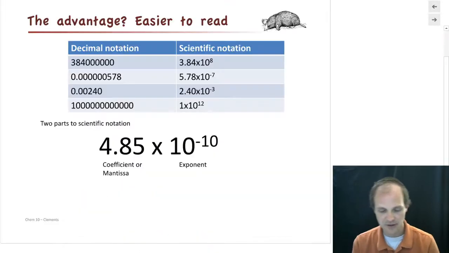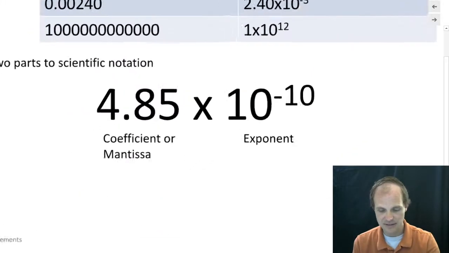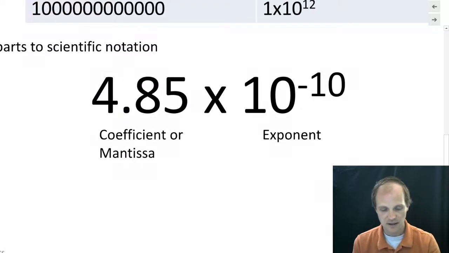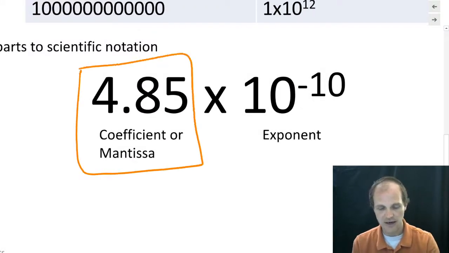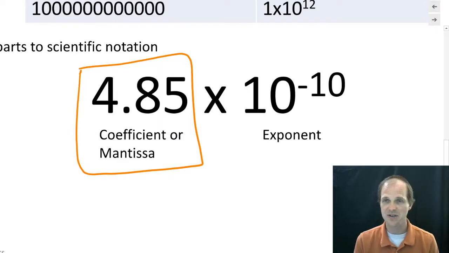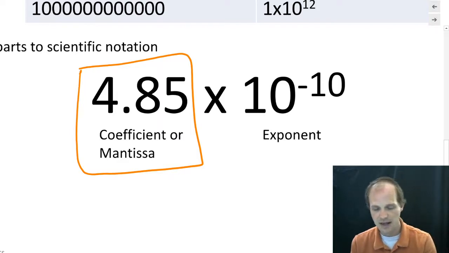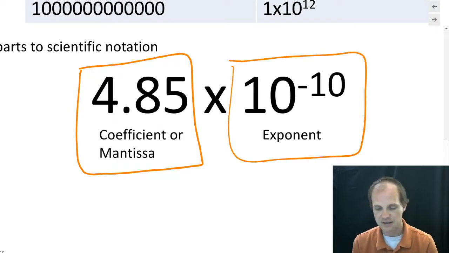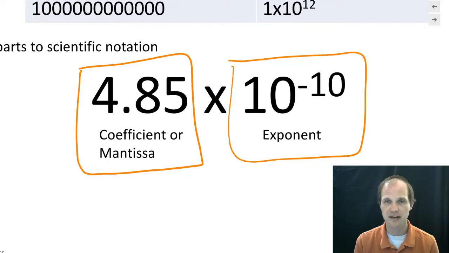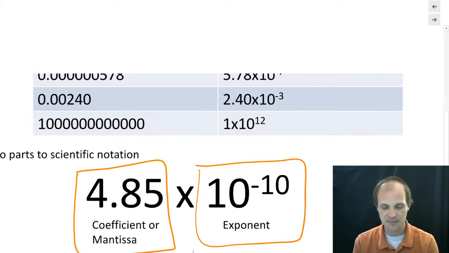So in scientific notation, these two pieces have names. The numbers in front are called either the coefficient or the mantissa. I'll use both terms here and there. And the numbers in back, the times 10 to the something, is called the exponent. And scientific notation is always made up of a coefficient and an exponent. Let's look at a few examples up here.